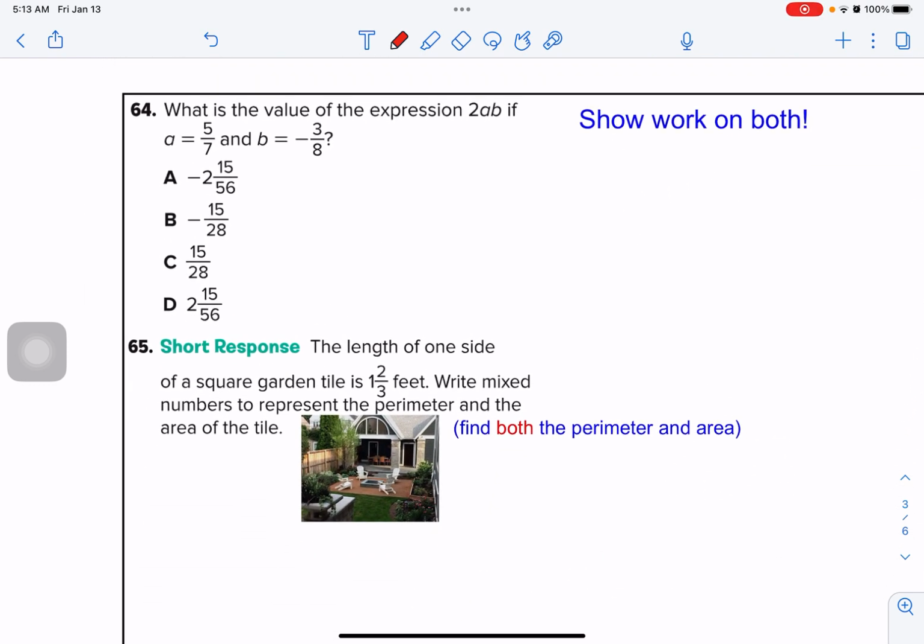64 says, what is the value of the expression 2ab? This is a lot like the formative we've been taking. Remember, when numbers and variables are right next to each other, the operation is multiplication. So this would be 2 times a, which is 5/7, times b, which is -3/8. Remember that with whole numbers, to make them a fraction, we need to put them over 1.